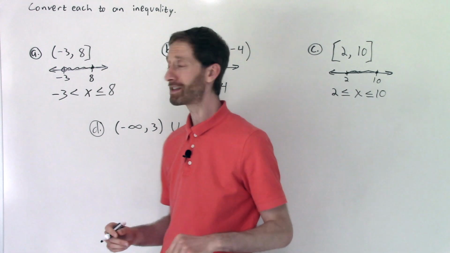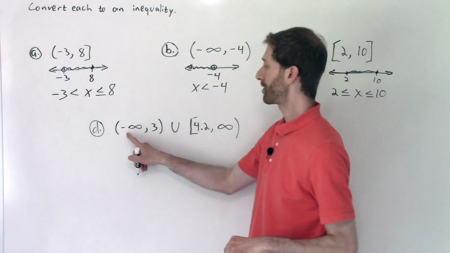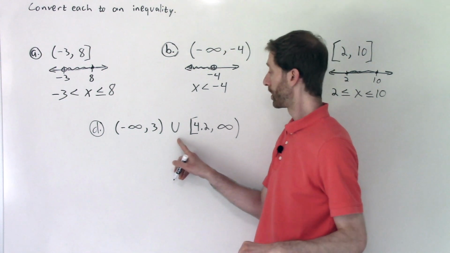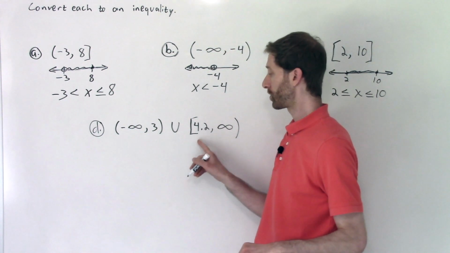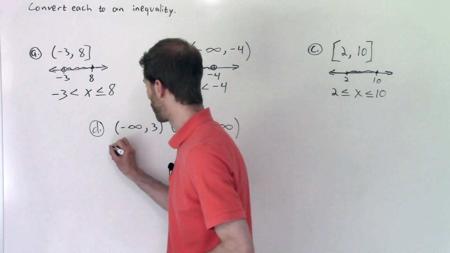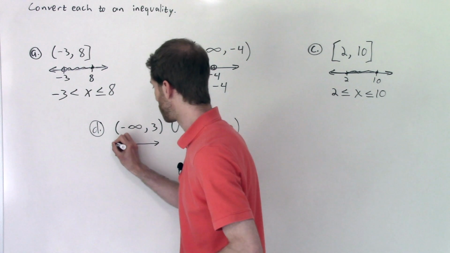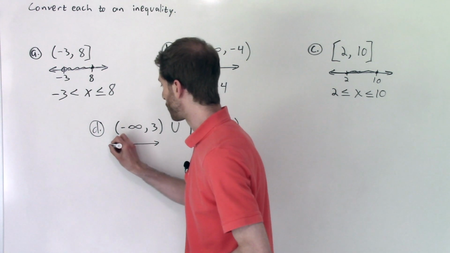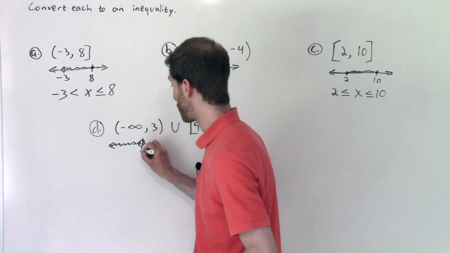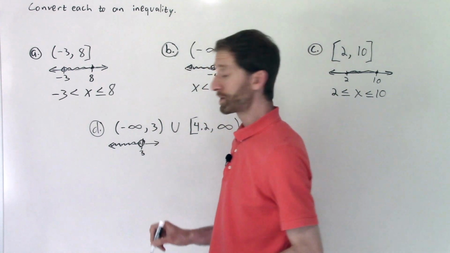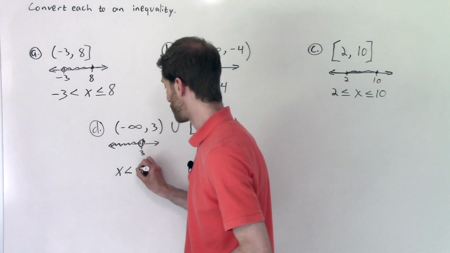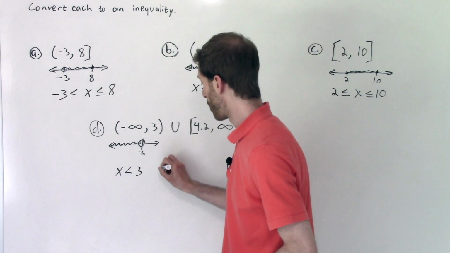All right, letter D, the last one. We have the interval from -infinity to 3, united with, also read as or, 4.2 to infinity, including the 4.2. So let's handle each one on its own. This one here, if we take a look at it, is shading from -infinity all the way until we get to 3, right there. So what's that going to look like as an inequality? It's all numbers less than 3, but not including it.